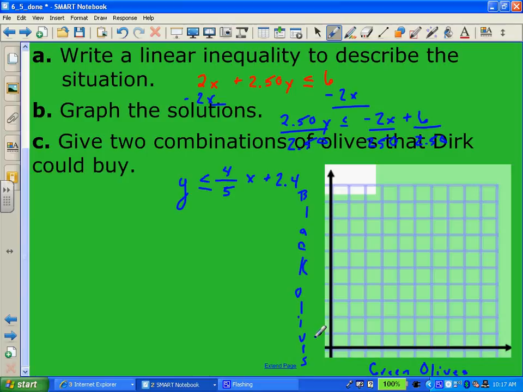Let's just count by two. We can probably count by pretty small numbers here because we're just going up to 2.4. Let's go by 0.5s, I guess. It's a negative 4/5, sorry. 1.5, 2, 2.5. So here I'm going to start at 2.4. It's going to be about right here.